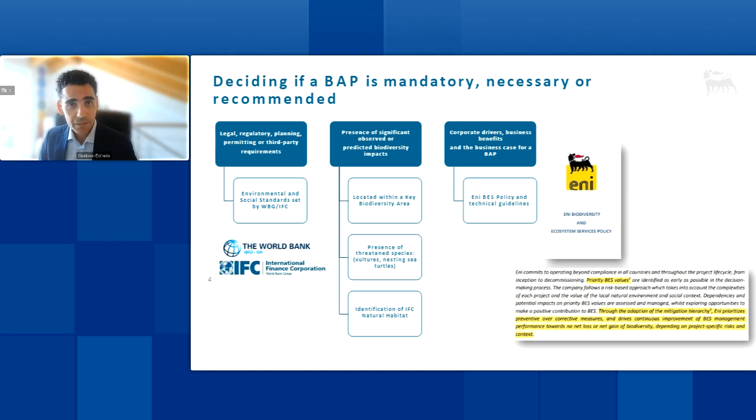Driver number three, corporate drivers, business benefits, and the business case for BAP. This project had to comply also with our own company BES policy, which specifically involves identifying BES values, applying the mitigation hierarchy, assessing risk and opportunity, and developing a BAP to minimize risks and maximize opportunities in BES management.